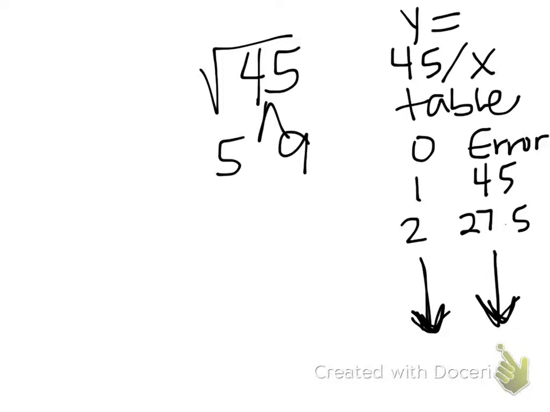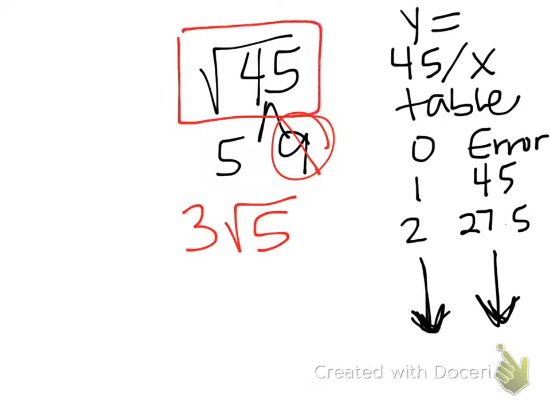We use this a lot too when we do factoring because it helps you get factors, but it's a really good trick to know. So here I'm going to circle my perfect square, which is 9. The square root of 9 is 3, so I'm going to bring that out, and that leaves me with the square root of 5 that I don't know. Again, I can check this. I can type in the square root of 45, type in 3 square root of 5, and they have to be equal.